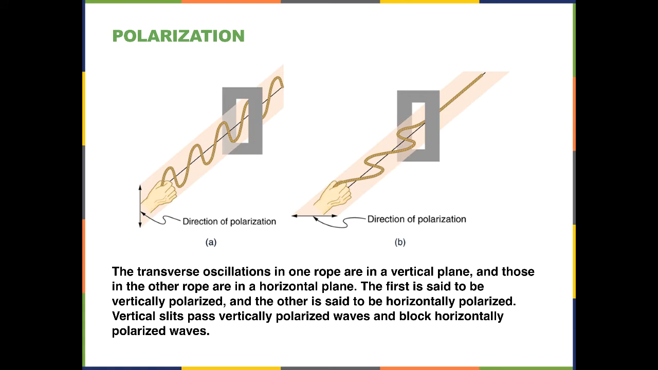So the transverse oscillations can pass through a slit if the slit is oriented the same as the oscillations. However, if the slit is oriented perpendicular to those oscillations, it will block all the rays from going through, or in this case, the rope from going through.